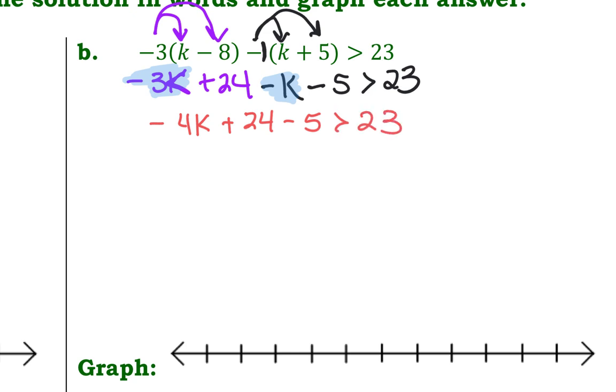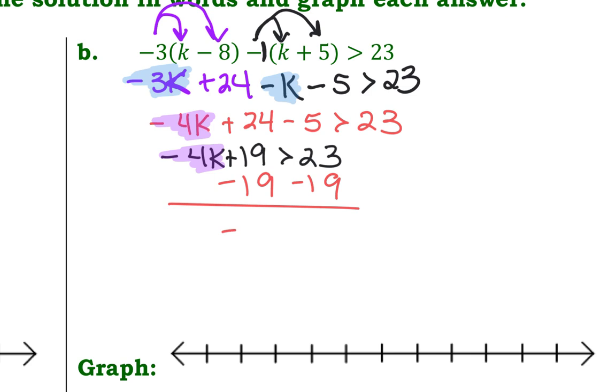Okay, so then I'm going to highlight my k's together, or all my k's together. Do we have all the k's together? We do. Okay, so what do I need to put together on the left side? 24n. Good. What's 24 minus 5? 19. So this is 19. This stayed negative 4k. And this is less than 23. What is our last step here? Subtract the 19. What's 23 minus 19? 4?